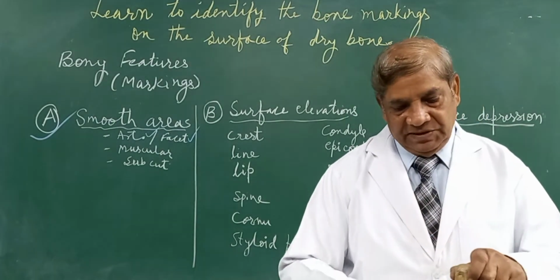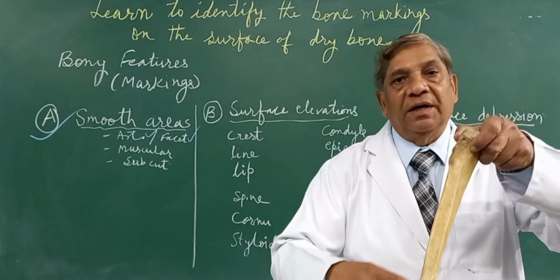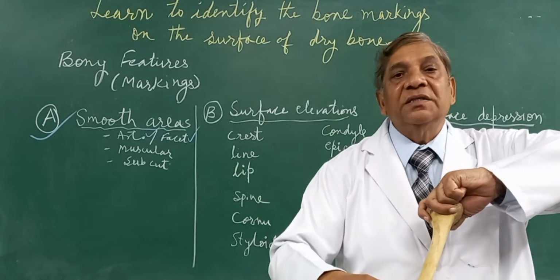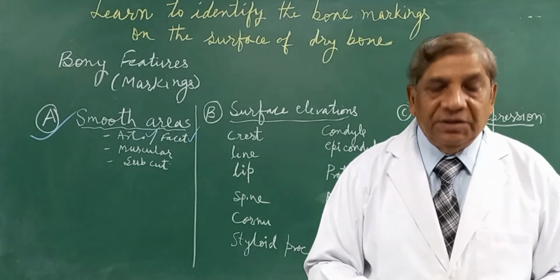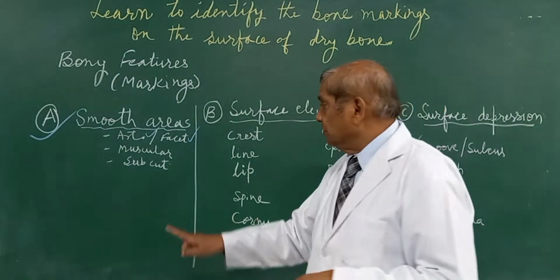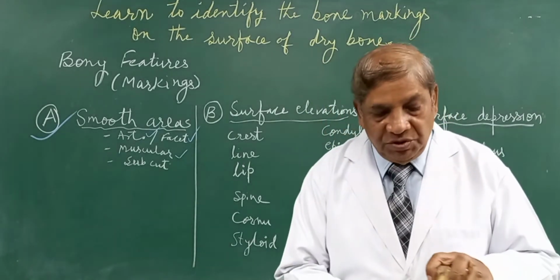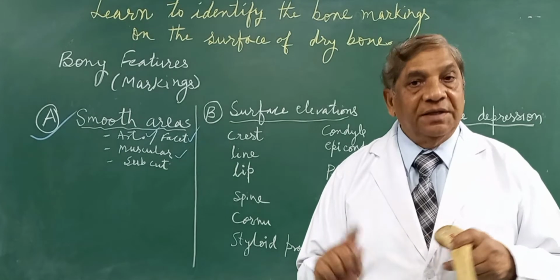For example, see here, this is a smooth area of the bone tibia on its lateral surface. This is on the posterior surface, also a smooth area. And this smooth area is not as smooth as that of the articular, but still it is smooth. And this is due to the attachment of the muscle, the origin of the muscle fiber. Skeletal muscle fibers are attached.